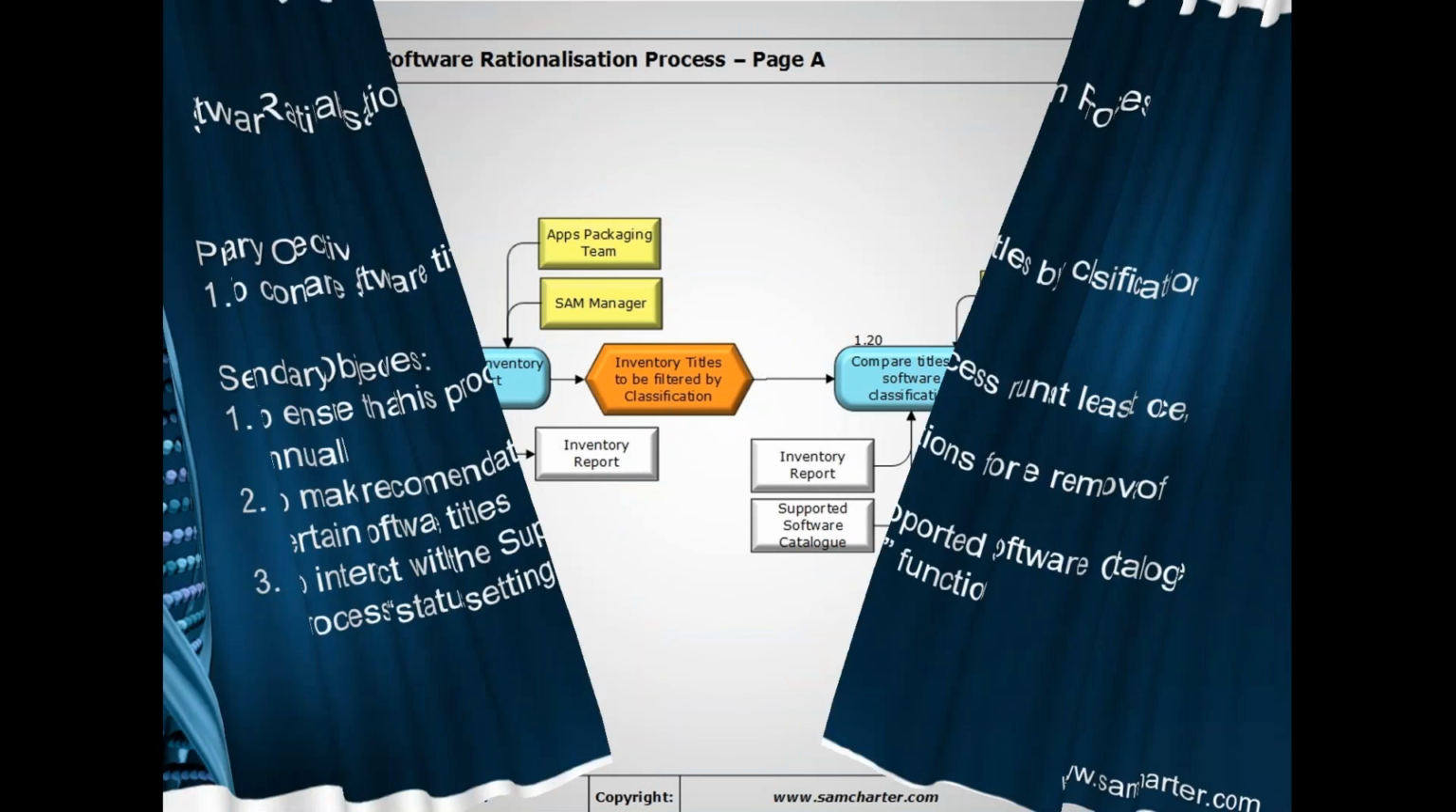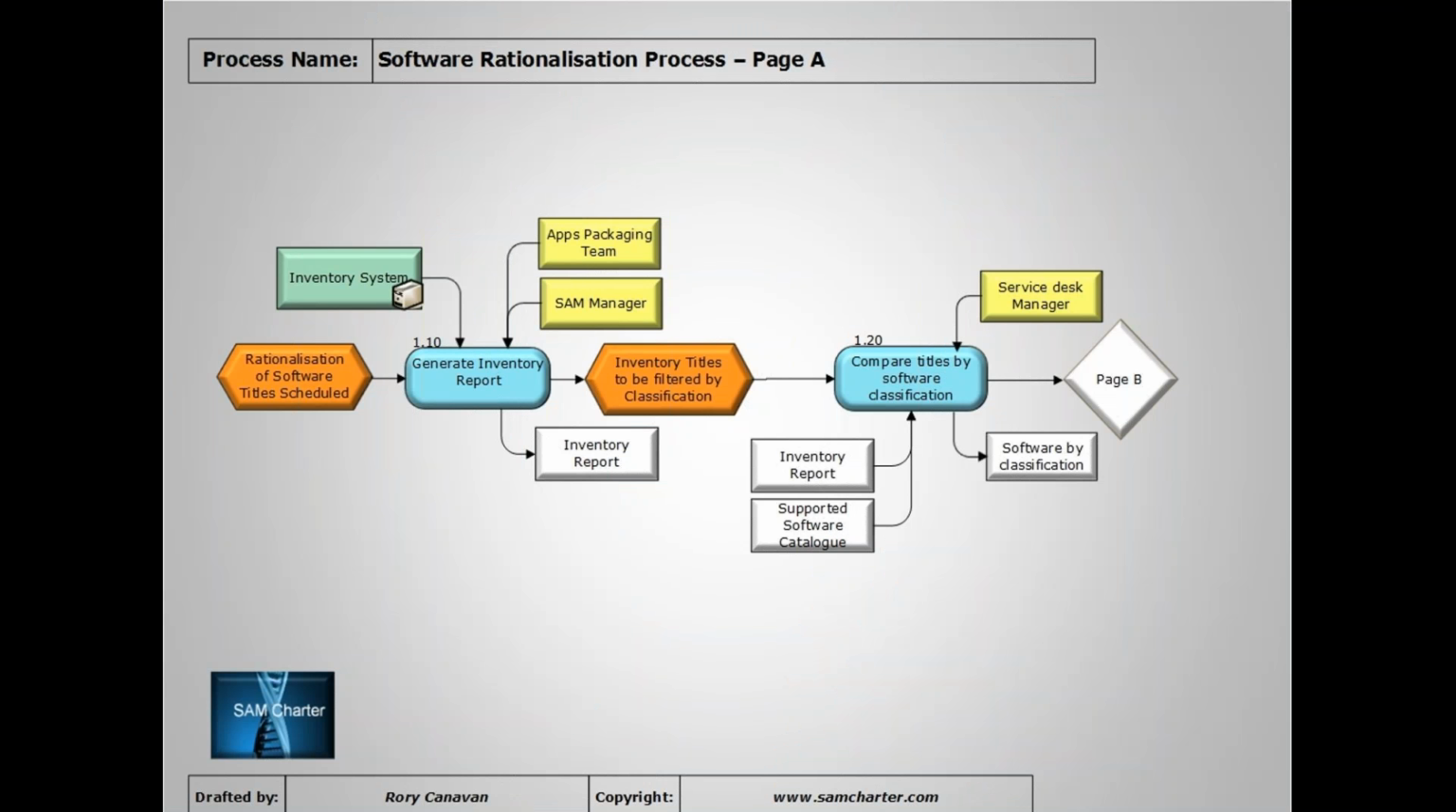So let's walk through the process. The first thing we need to do is generate the inventory report. But that inventory report needs to have the titles filtered by classification, filtered by their function. And as I said, many discovery tools will have a high-level function included in their inventory. So you'll be able to see a list of all of the products plus that high level.